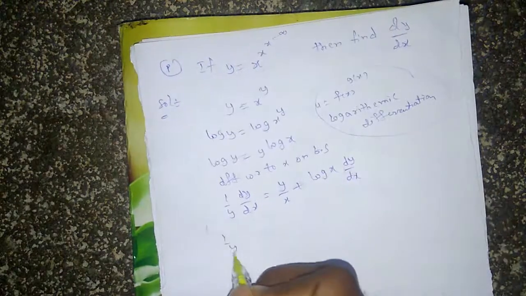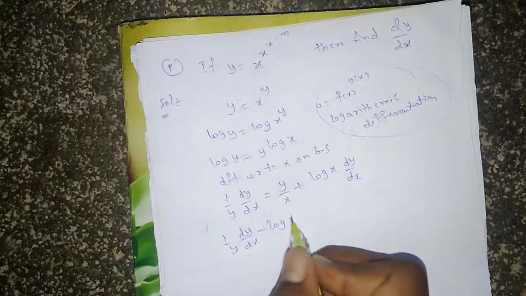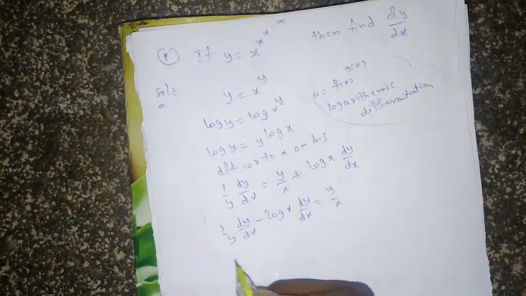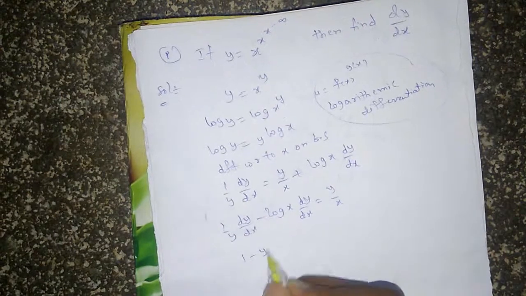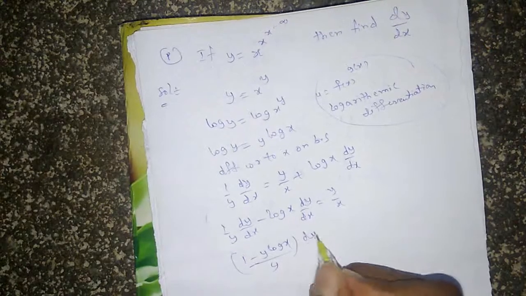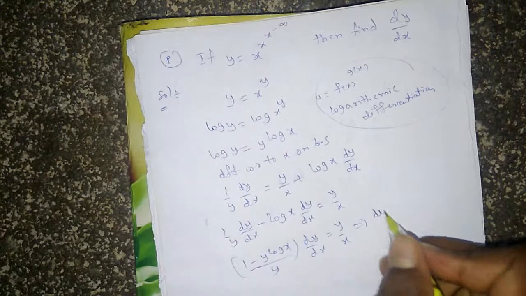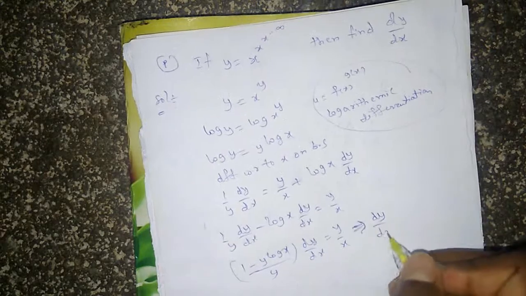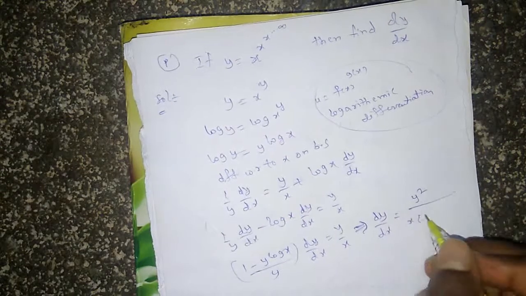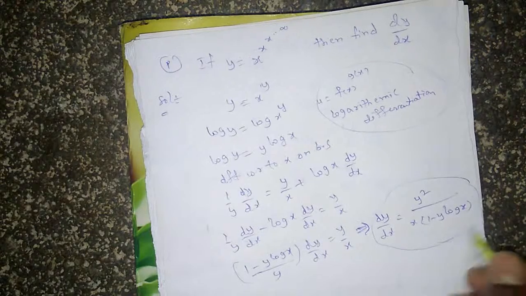Now bring dy by dx terms to one side: 1 by y dy by dx minus log x dy by dx is equal to y by x. Now take dy by dx common and take LCM: 1 minus y log x by y into dy by dx is equal to y by x, implies dy by dx is equal to y square by x into 1 minus y log x, which is the derivative of the given function.